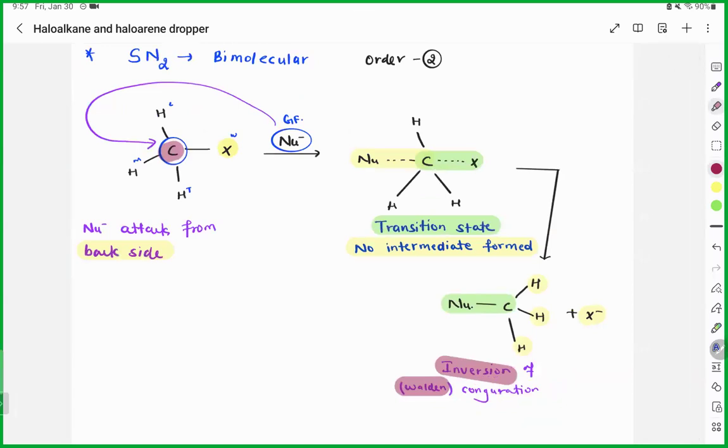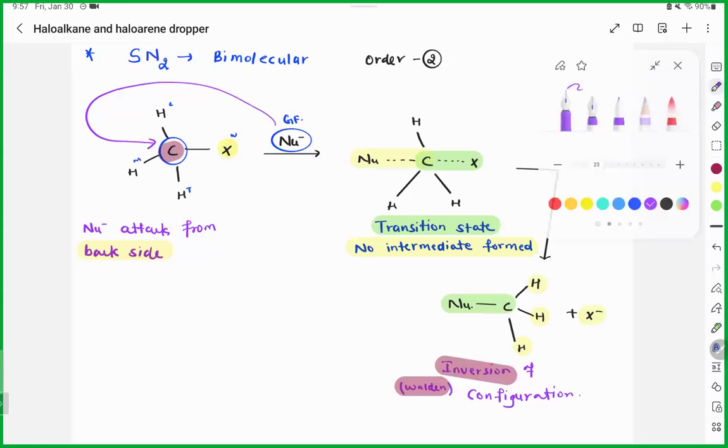Inversion of configuration, right? What did I write here? Inversion of configuration. So the story does not end here.